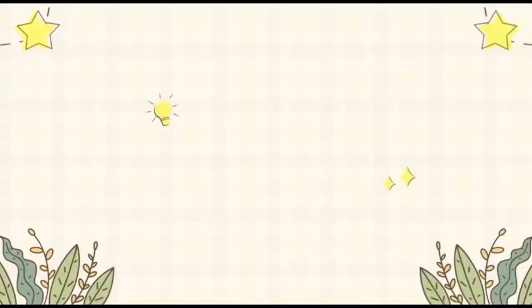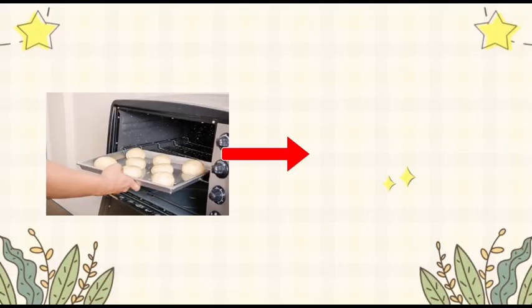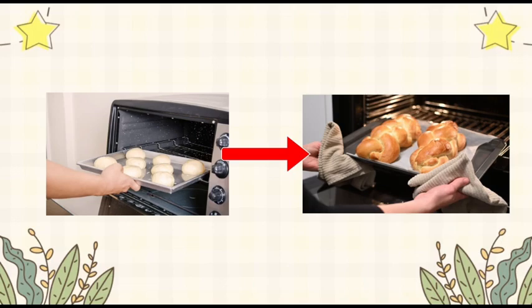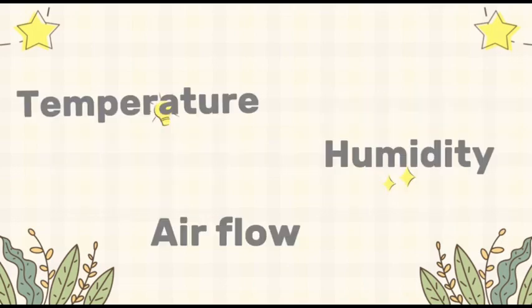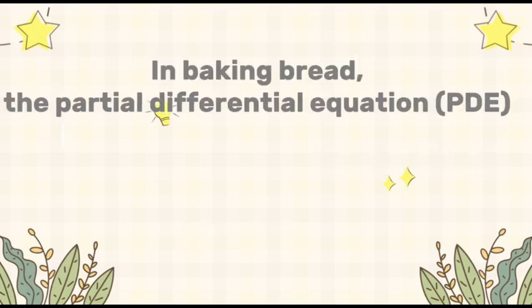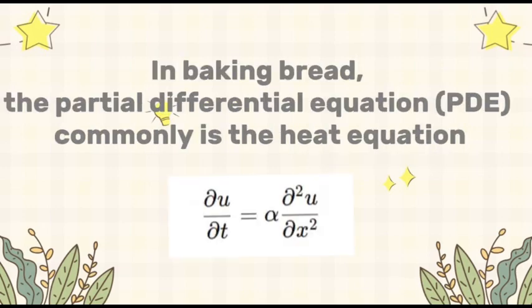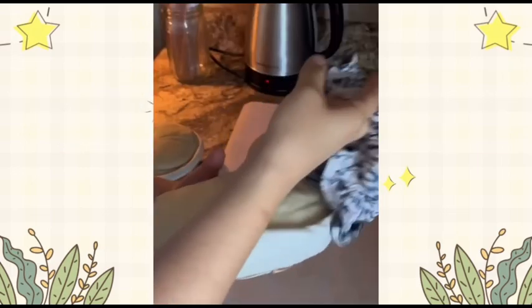When baking bread, you don't just throw dough in and hope for the best. The environment, like oven temperature, airflow, and humidity, plays a huge role in how the bread cooks. In baking bread, PDE commonly uses the heat equation, which models how temperature changes inside the dough over time. Let's see how the process happens.